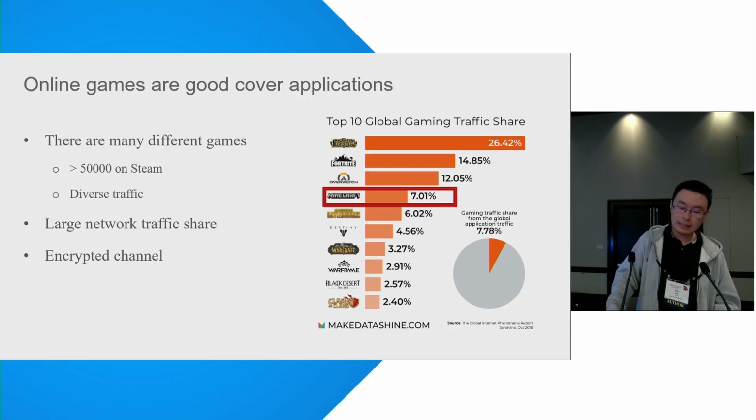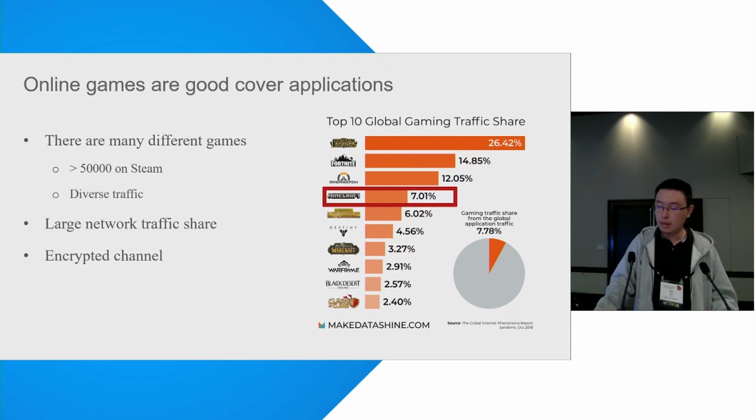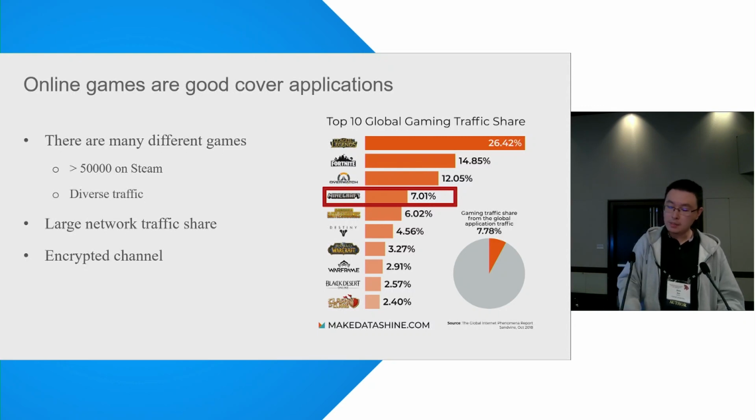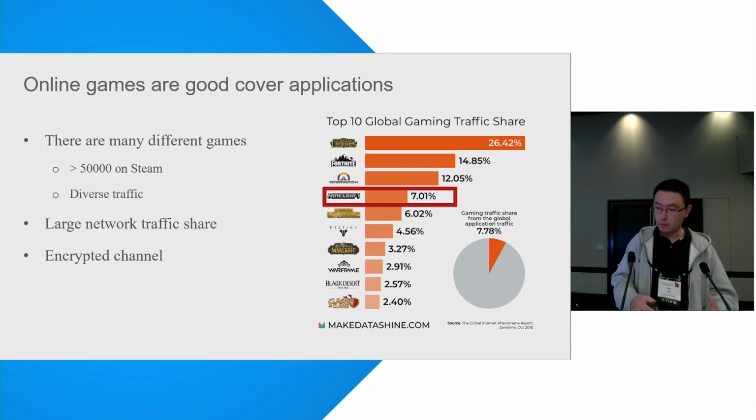We observe that online games can be good cover applications. First of all, there are many different games which can provide diverse network traffic patterns. Second, games have large network traffic share, which means that blocking games would incur heavy collateral damage. Also, current game traffic is usually encrypted by default.